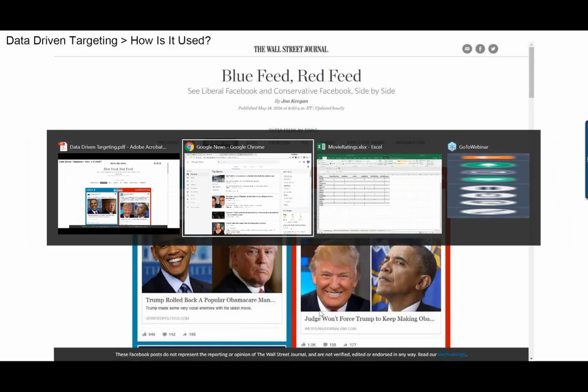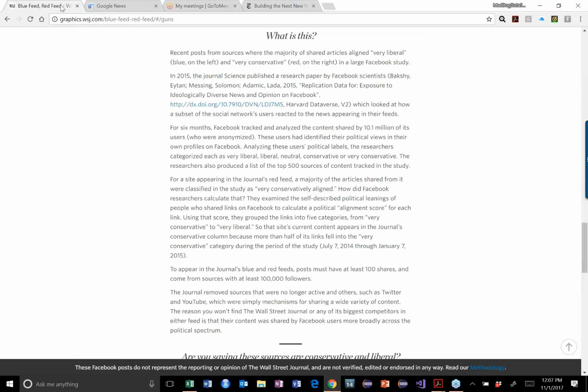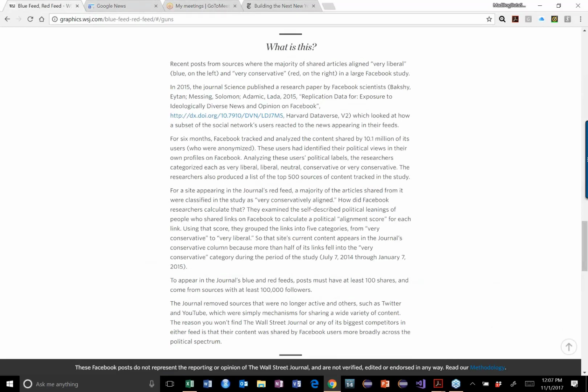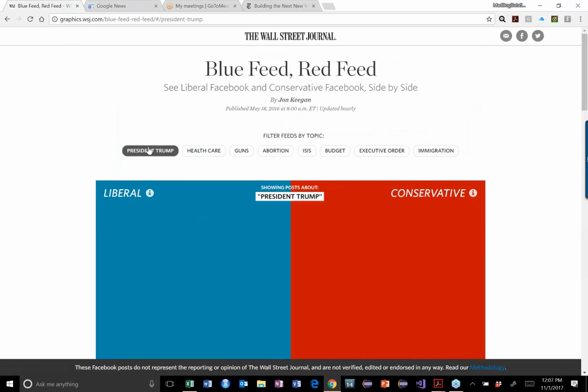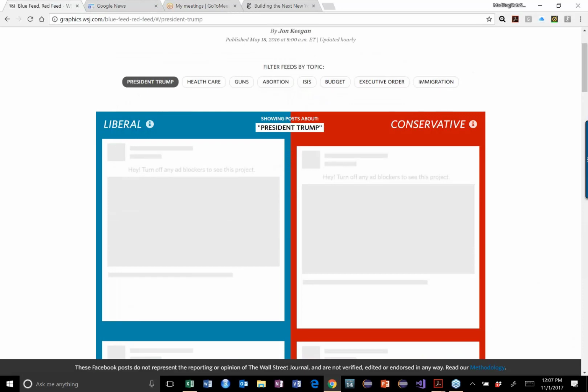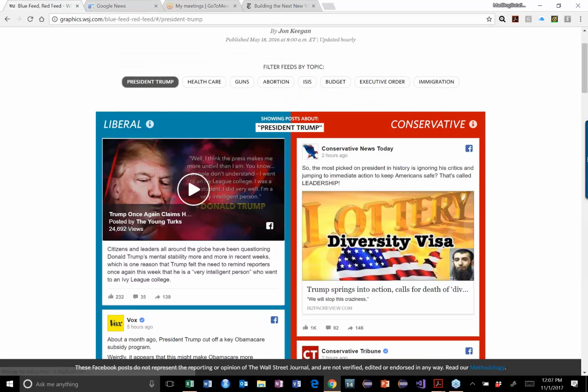We're going to look at this Wall Street Journal site, Blue Feed, Red Feed, which is an example of a news recommender. If you search on the web for WSJ Blue Feed, Red Feed, it comes up. And I can pick any of these 8 topics. So I could pick President Trump, and it comes up with a very liberal feed of President Trump's news, and on the other side, a very conservative feed of President Trump's news.